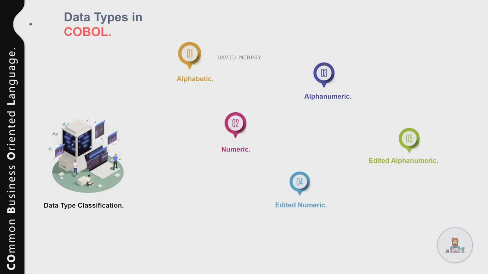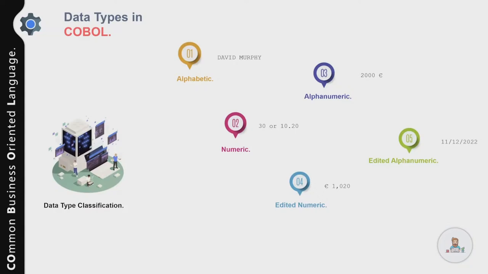In this case, the name of an employee, David Murphy, is classified as alphabetic. Similarly, the employee salary, 2000 euros, is classified as alphanumeric. Thereafter, you have age and monthly tax, that is 30 or 10.20, which are classified as numeric. In the last two examples, I've reformatted the data in a more readable format. In the first case, I've used the salary of an employee with a currency symbol and comma so that it could be more presentable in your report or on screen. Similarly, in my last example, that is edited alphanumeric, I've used a date and it is again reformatted with forward slash.